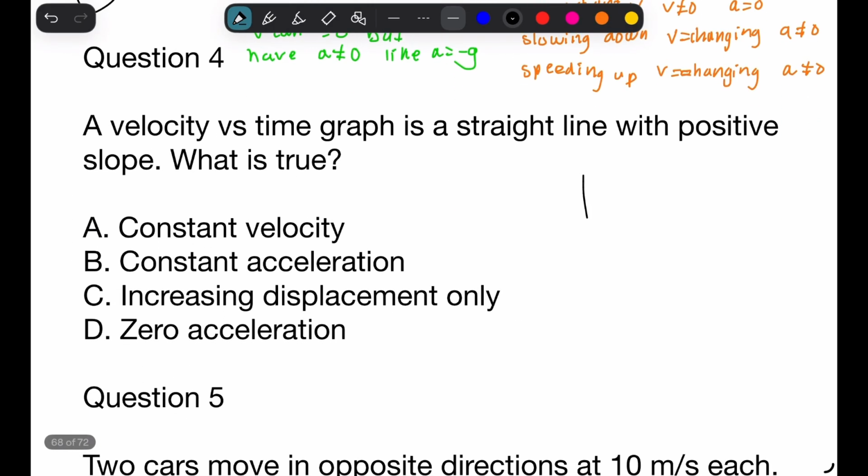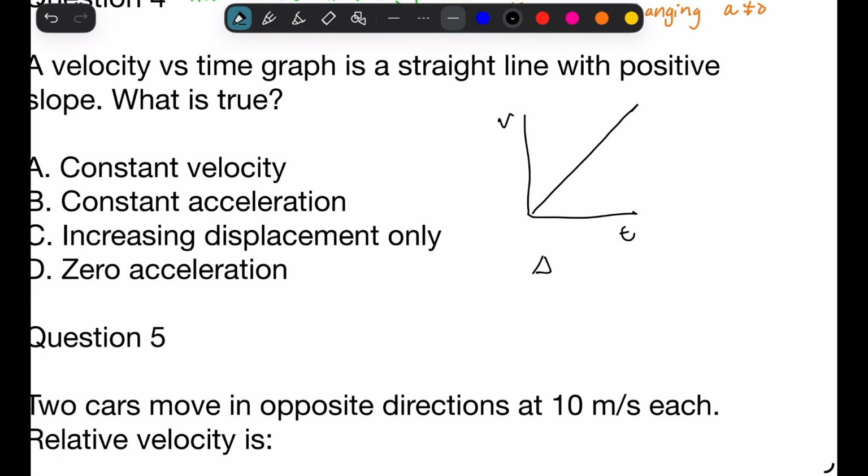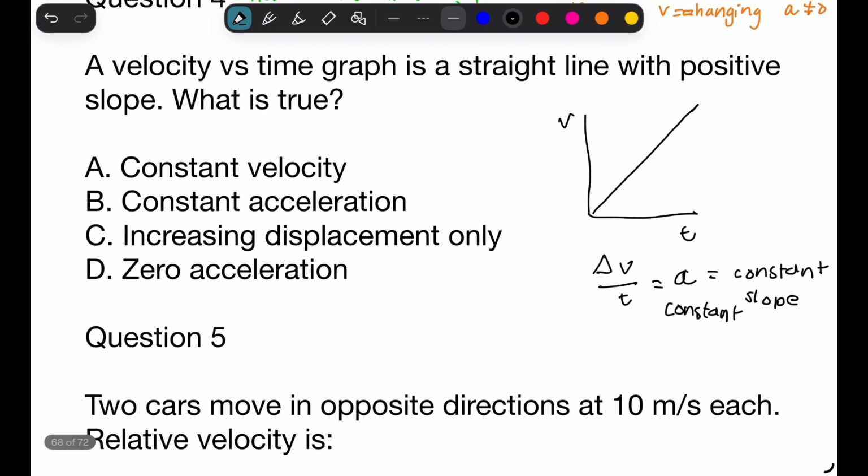A velocity versus time graph is a straight line with a positive slope. Which of the following is true? Well, delta v over t is equal to acceleration. So this acceleration is going to be constant, because the average rate of change is going to be constant. Constant slope means a constant acceleration. Your answer is going to be B.